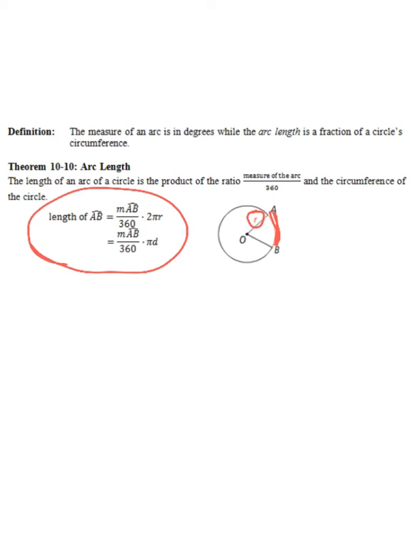So how we're going to use this is we have to know the measure of the arc on the outside. And what we're going to do with that is divide it by 360, and then multiply it by our circumference formula, either the 2 pi r that we had before or the pi times diameter. Either one of those would work just fine. But again, arc measure divided by 360 times the circumference of our circle.